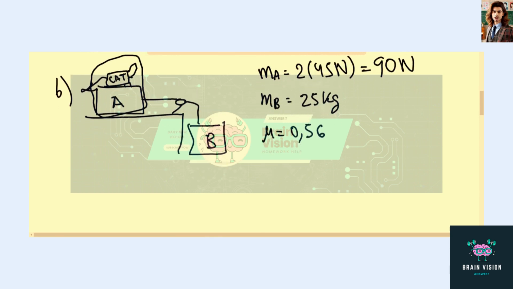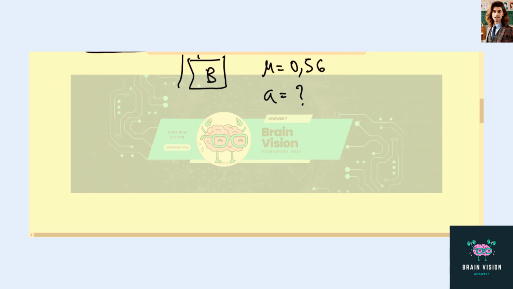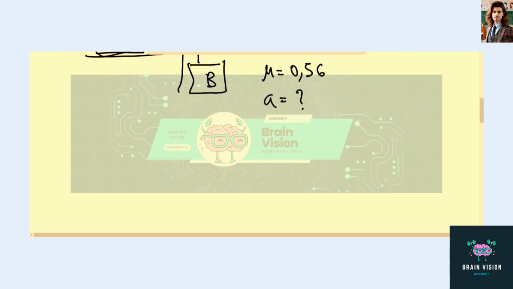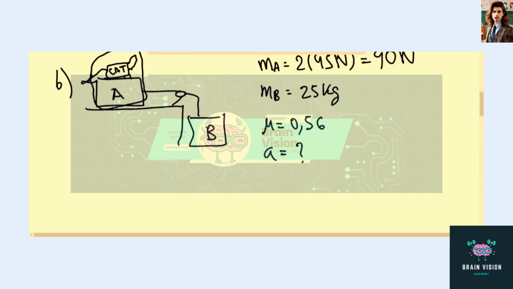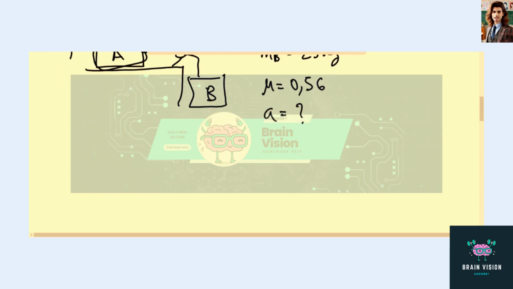And then we need to find the acceleration of the system. Now, in this case, I'm not going to draw again the diagram of forces because it is essentially the same. The only thing that is changing is that we have an acceleration for the system, for the two blocks, and that the mass of block A changes. So that's the only thing that changes.